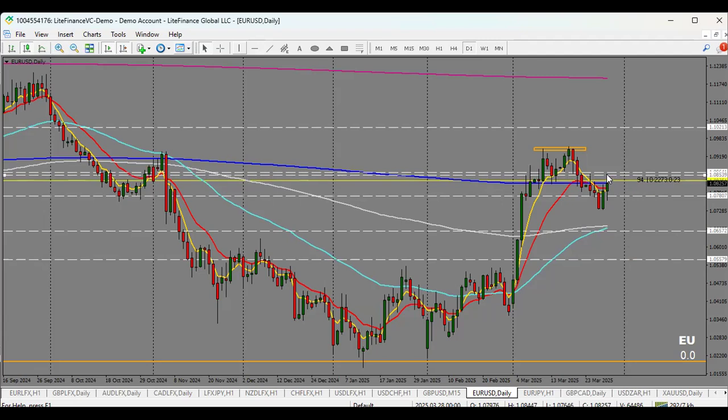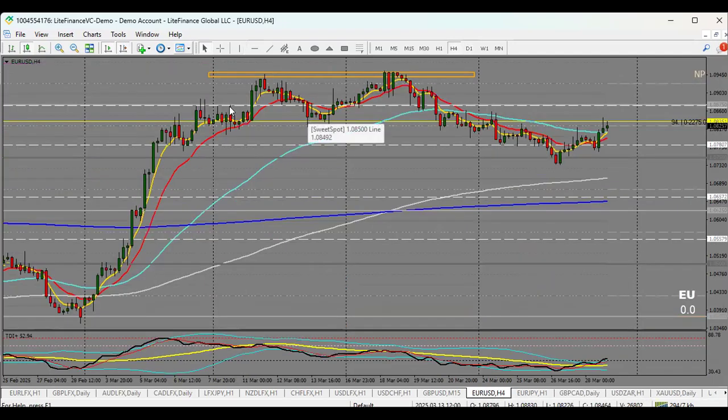So I'll also be putting this. We have an order block here. I have to delete this. We have another block right here. Okay, so we also have the 800 EMA here.